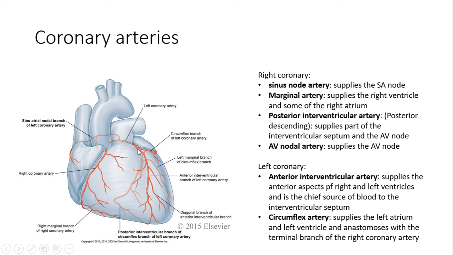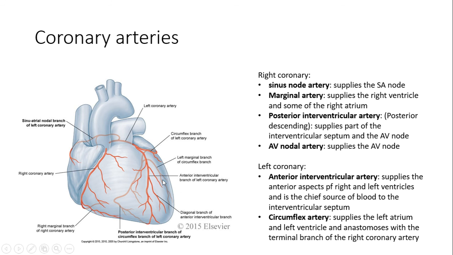More importantly, it lets off a big branch coming down the bottom. It's called the anterior interventricular artery. It's also known as the left anterior descending artery, the LAD. This artery runs along the ventricular septum on the anterior side, and it feeds the majority of the left ventricle and a little bit of the right.